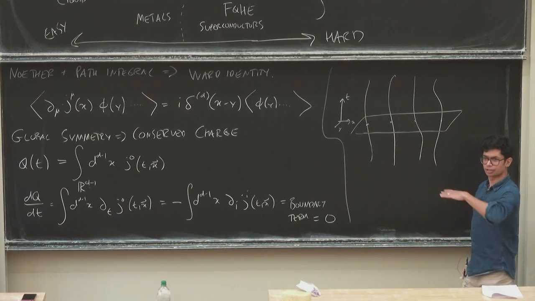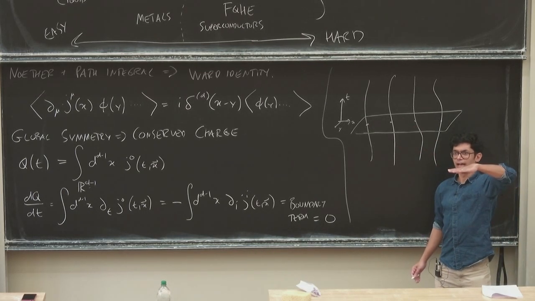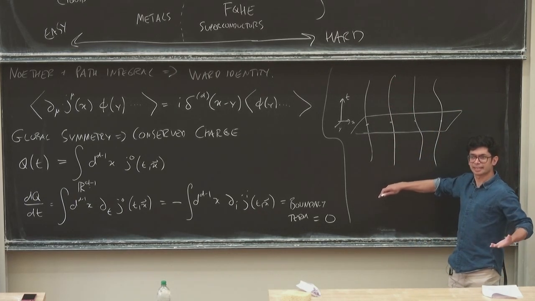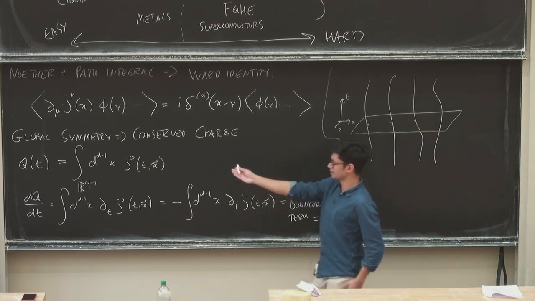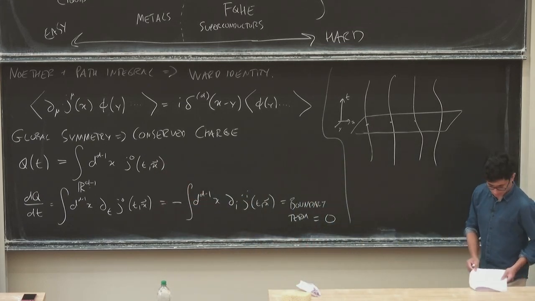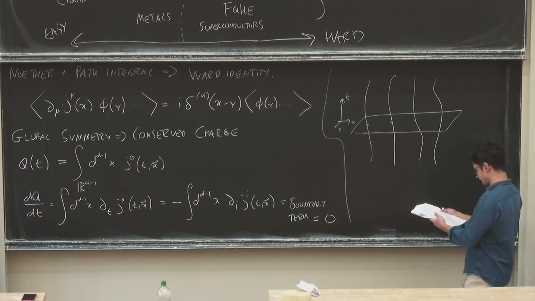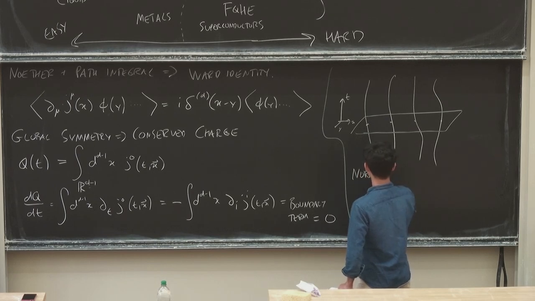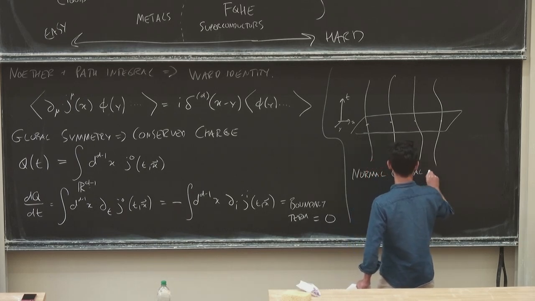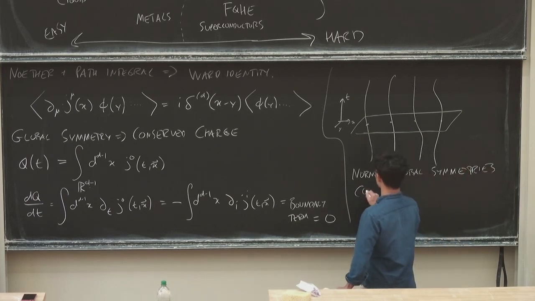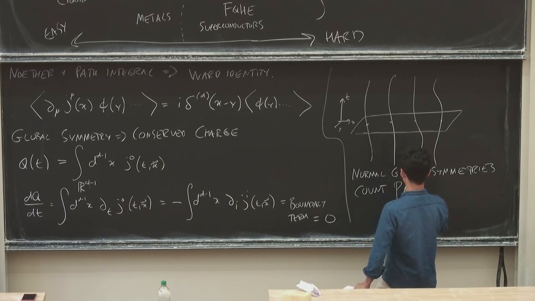Because the particle number is conserved, we can take this integral and evaluate it at later times, so we can slide this thing up or down, and we'll clearly get the same answer, right? Because the particle number is conserved. That is the picture behind this thing here. Okay? Does that make sense to everybody? That's what's happening. And what I want to emphasize with this is that normal global symmetries count particles.